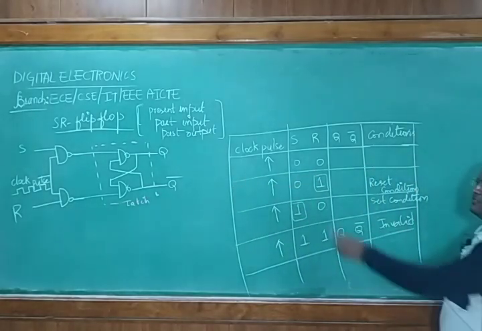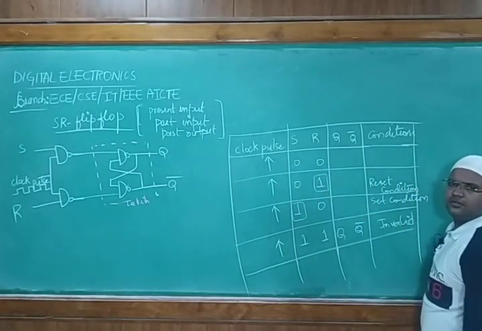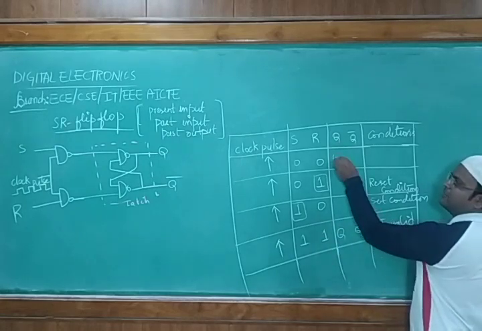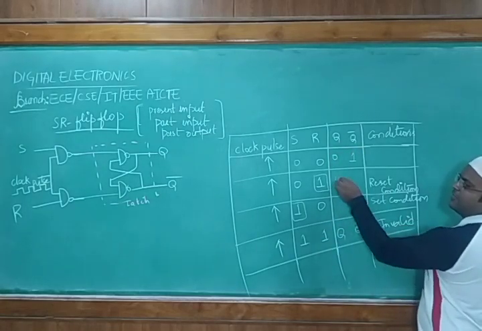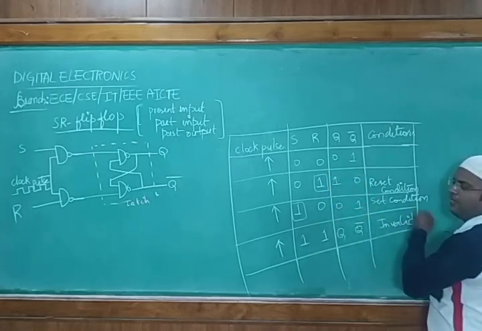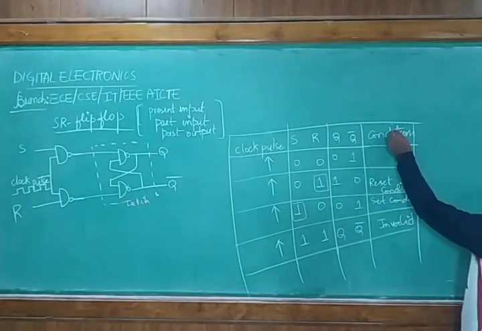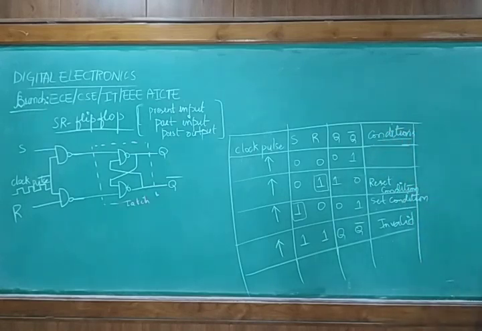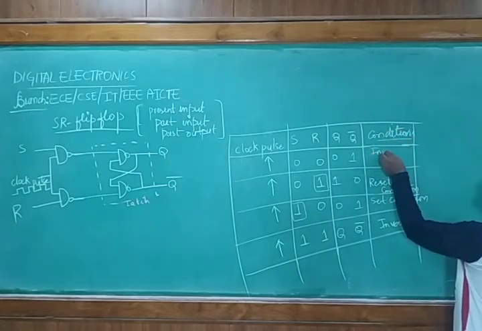When both are 0, both are zeros, again this is also invalid, right? It can be 0 or it can be 1, anything. So it can be 0 1 or it can be 1 0, depending upon the values we are taking. So this condition is called what actually? This condition is also invalid.